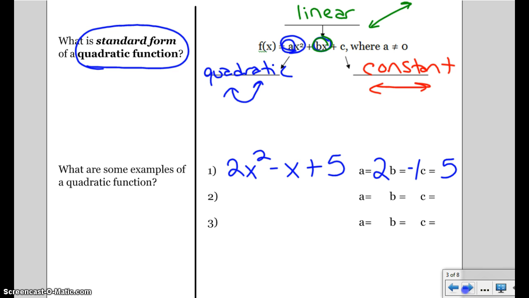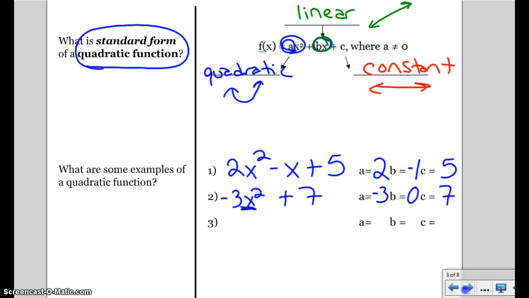Let's say we were given negative 3x squared plus 7. Well, that's quadratic because it has this x squared piece to it. The a value is negative 3, but I don't have a b value. If I don't have a b value, my b value is 0 because it's missing. 7 is my constant for that one.